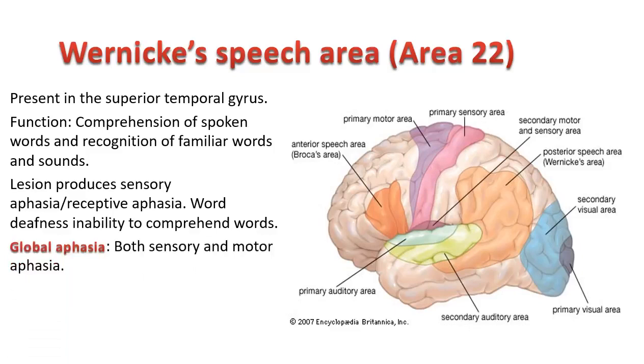What is global aphasia? Both sensory and motor aphasia is affected. It is called global aphasia. Sensory and motor areas of speech are affected. It is called global aphasia. Totally no formation of words. You won't be able to form any sentences, speak any sentence and all those things.